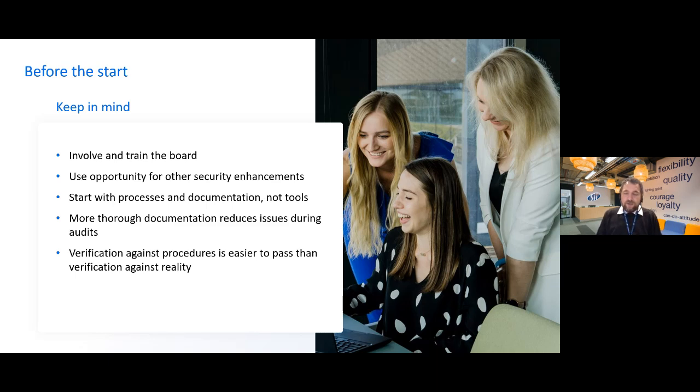Also, this is something that technical security people don't like: the paperwork. But regarding the regulatory requirements, you will be audited, and the more thorough the documentation, the fewer problems you will have during the audit. If you have an auditor checking your company and you have the procedure written in a document, the auditor will check the reality against your procedure and check if your procedure is compliant.